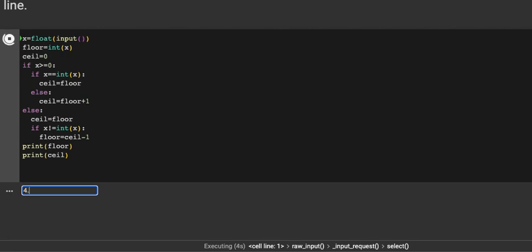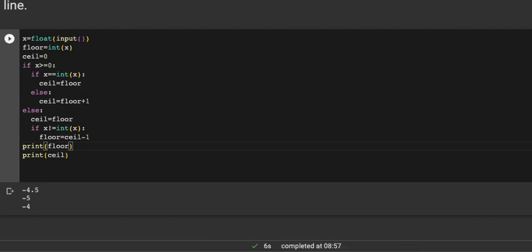Let's write 4.5. We must get 4 and 5 as the output. Yeah, we got it. So let's check for minus 4.5. We must get the answer as minus 5 and minus 4. So here we will use ceil becomes floor, because in this case ceil is actually integral of x in the case of a negative number.